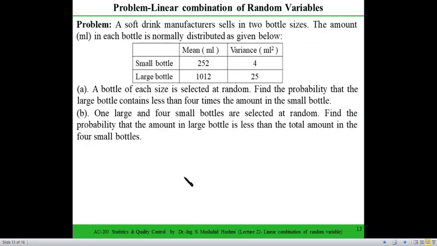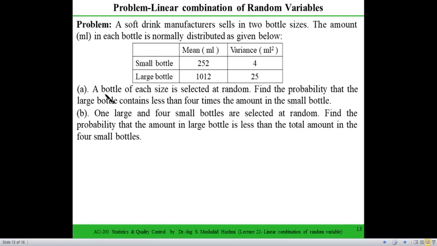Okay, now let's take another example, in which we have a soft drink manufacturer which sells bottles in two sizes. One is a small bottle of size 252 ml, the other is 1 liter, 1012 ml, and the variances for each small bottle and large bottle are given. Okay, in part A, a bottle of each size is selected at random. Find the probability that the large bottle contains less than 4 times the amount in the small bottle.